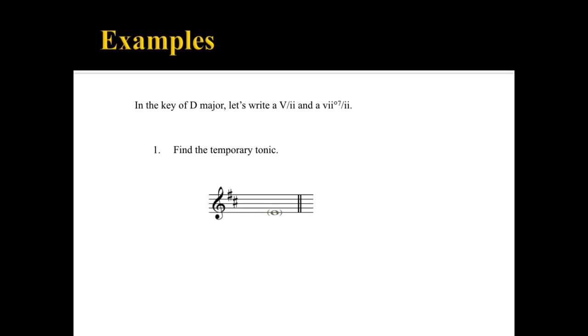First, step 1, find the temporary tonic. The temporary tonic, remember, is to the right of the slash. So 2 is your temporary tonic. 2 in the key of D major is an E.